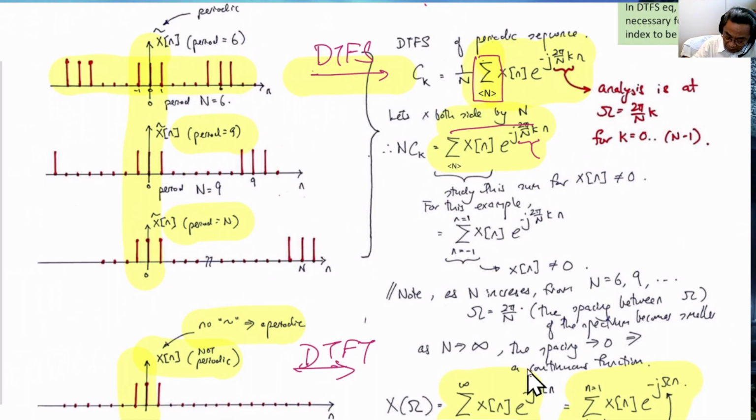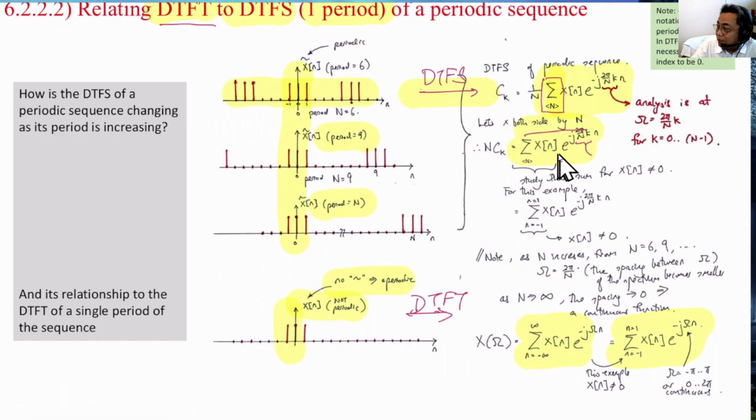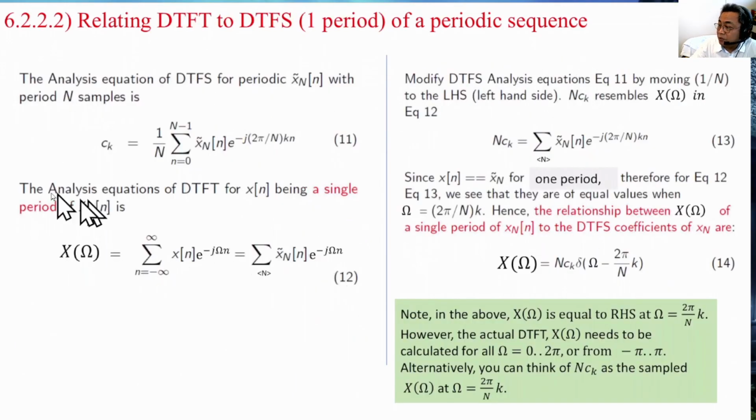So this diagram shows the relationship of DTFT and DTFS. So N c_k is actually the DTFT values at this particular frequency, 2 pi over N times k. So this is explained in more detail in the next slides. The other way to look at it is this. X(omega) at this particular frequency, 2 pi over N times k, is actually N times c_k. So if you calculate c_k, all you need to do is to multiply by N and you get the value.